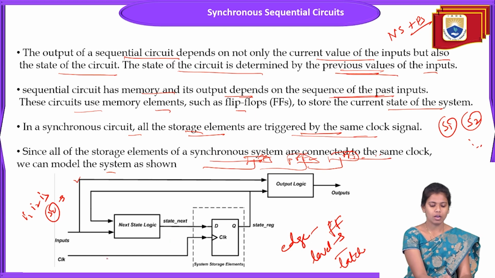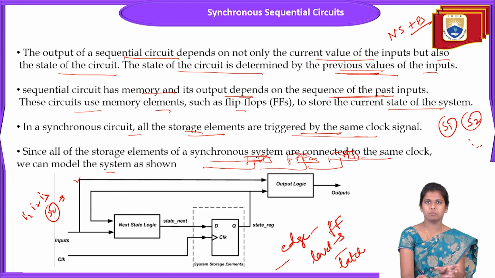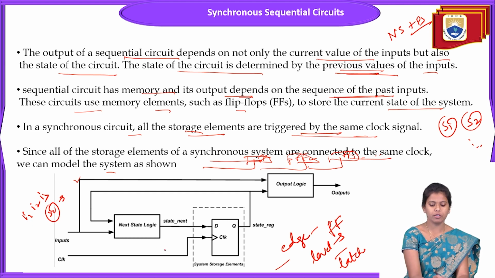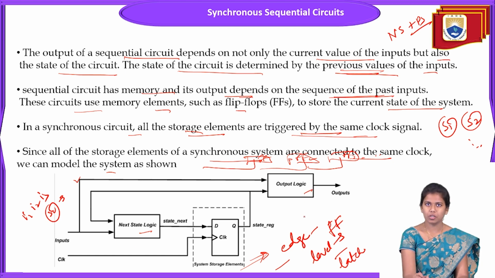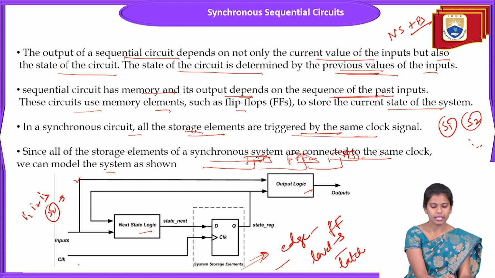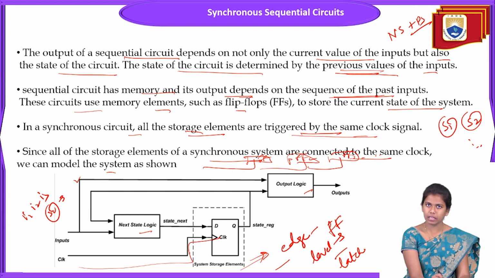This is how, with the diagram in the figure, we can see the same clock being triggered to all the storage elements. If you observe, this is a storage element, and here we see the next state logic, and as well the output logic. The output logic is what enables us to get the final output that we are getting. And here we have the clock signal. The same clock signal is given for all the individual storage elements.